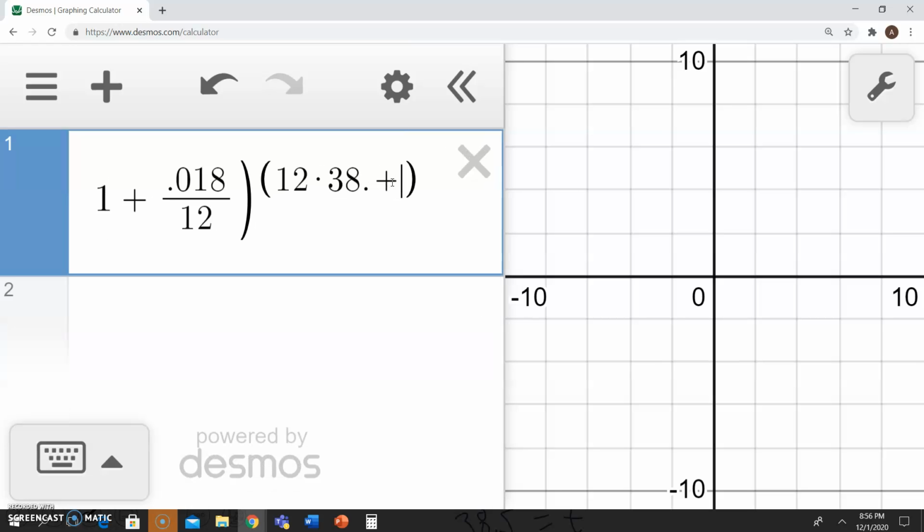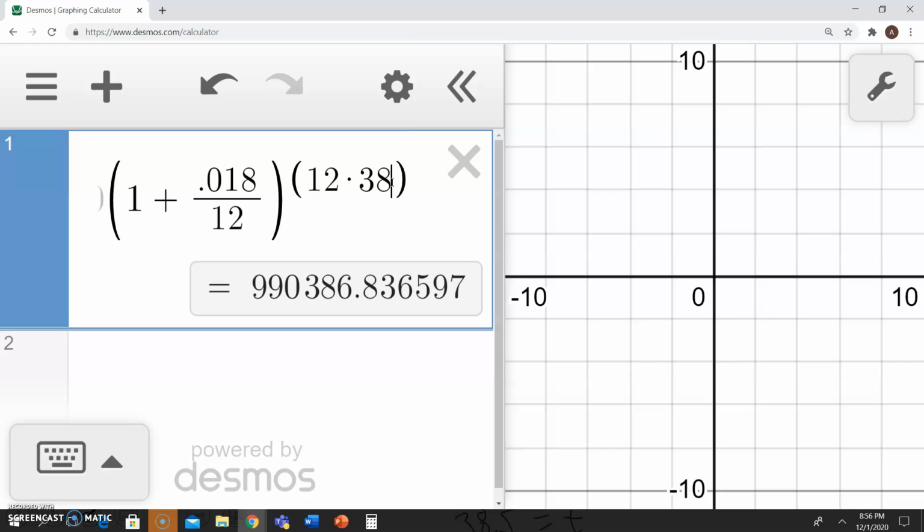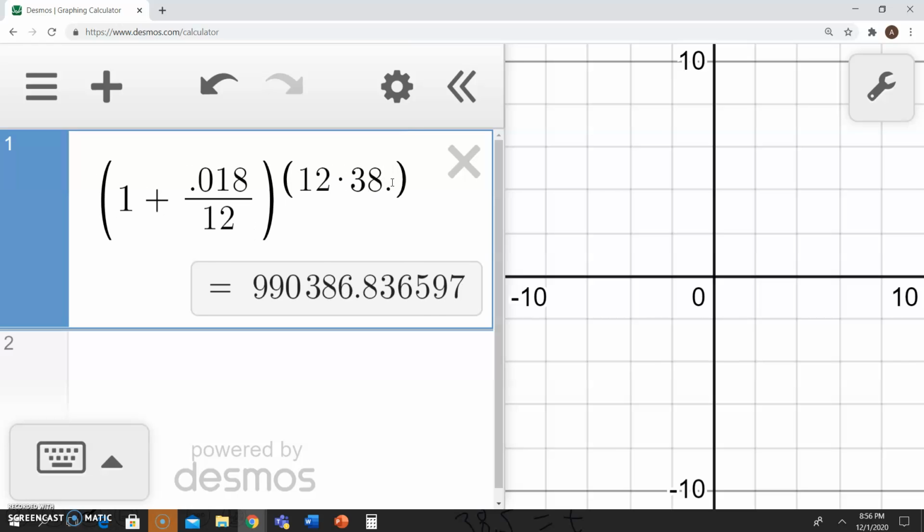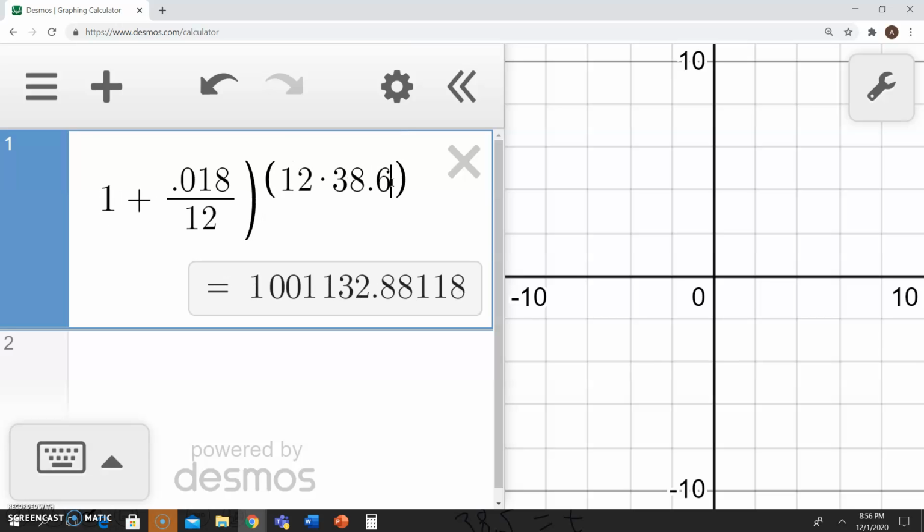So obviously you could argue it would have to be more than 38.5, right? So maybe 38.6 would get you there, right? But 38.5 is very close.